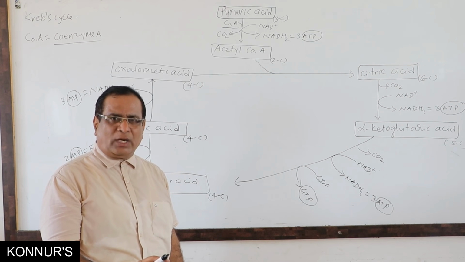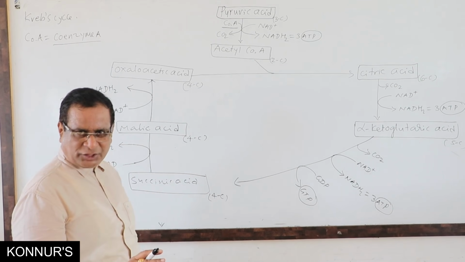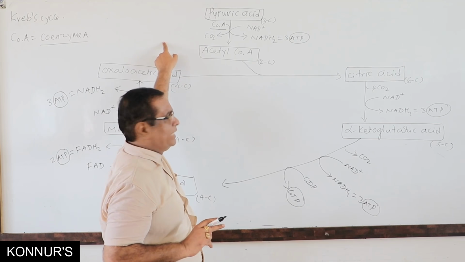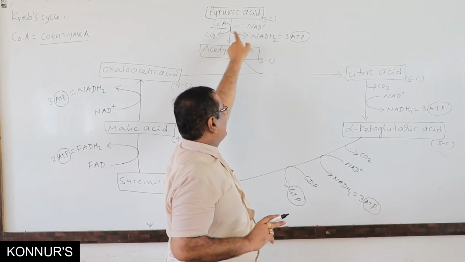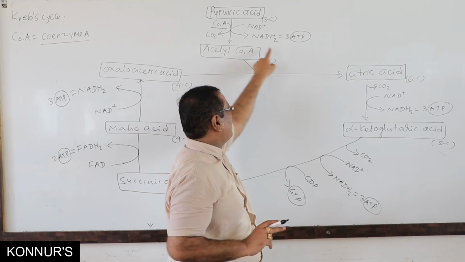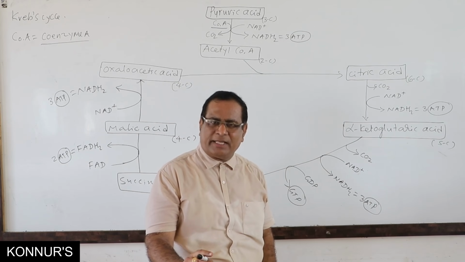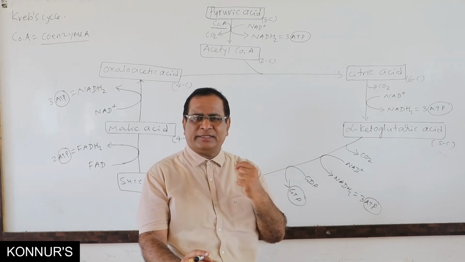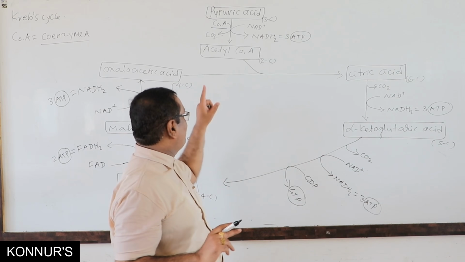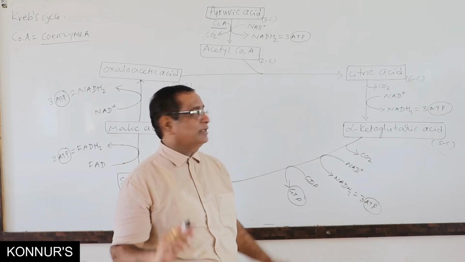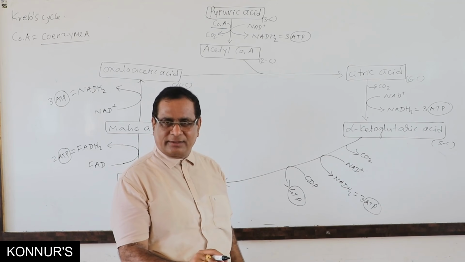simultaneously two reactions are taking place. One is decarboxylation, removal of carbon dioxide. Another is dehydrogenation. That released hydrogen is used by NAD, and NAD becomes NADH2. In the first step itself, 3 ATPs of energy is generated in the form of NADH2. So in the first step, simultaneously decarboxylation and dehydrogenation took place.